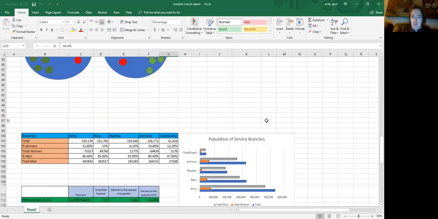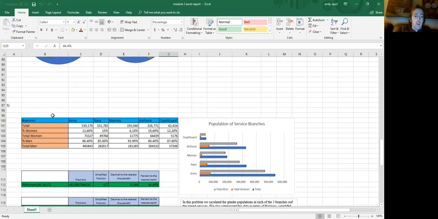And now on to number 5. Number 5 is talking about our U.S. military. It talks about the branches: Army, Navy, Air Force, and Coast Guard. Total of men, women, percentage of men and women in our United States Armed Forces.